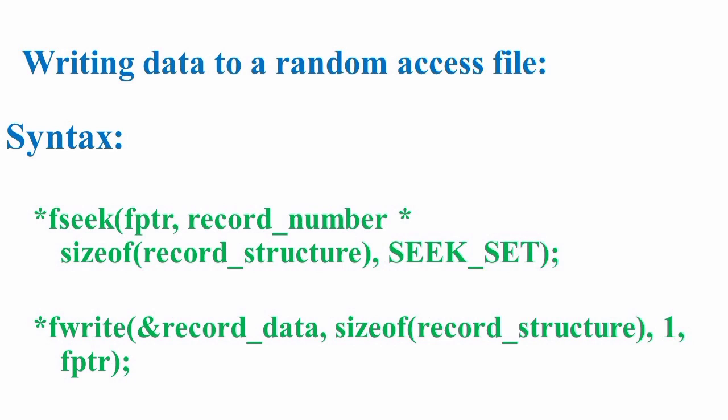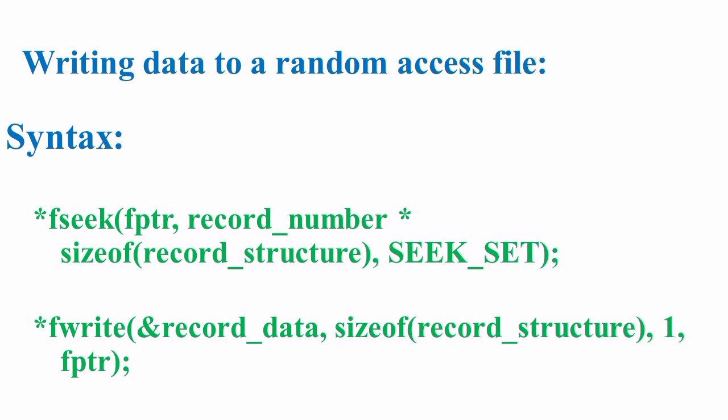Next, the fwrite function. It is a function used to write data to a file. Ampersand record data is the address of the data that needs to be written to the file. Next, the sizeof record structure that gives the size in bytes. Next, 1 represents the number of records to be written to the file, and fptr is the pointer to the file object that represents the file being written to.